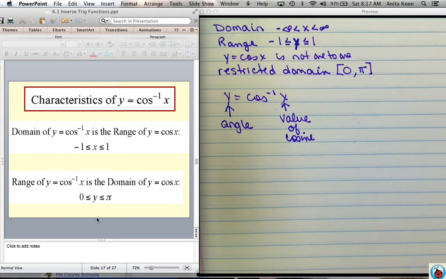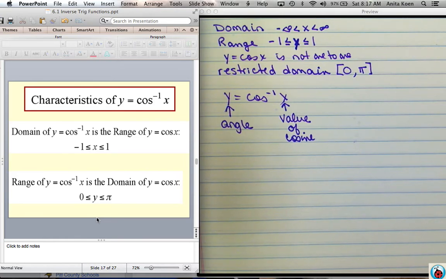The characteristics of the cosine inverse of x. The domain of the cosine inverse of x is the range of y equals the cosine of x, and that would be between -1 and 1 inclusive. And the range of y equals the cosine inverse of x is the domain of y equals the cosine of x, which would be between 0 and pi inclusive.